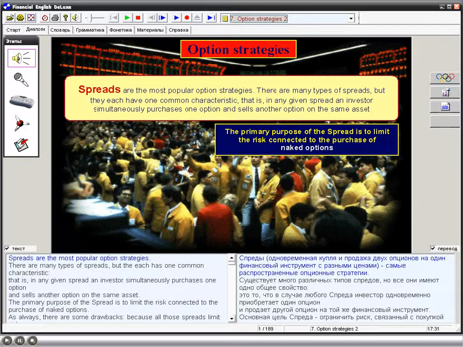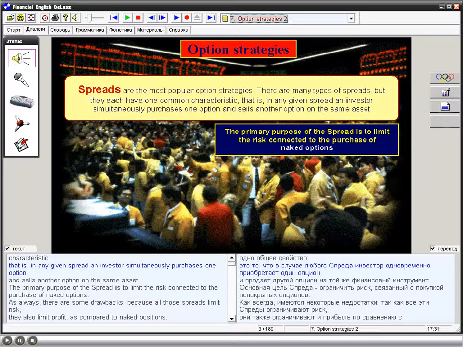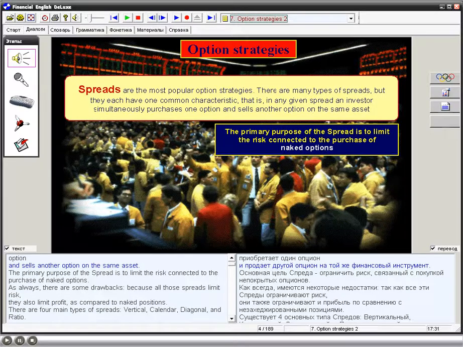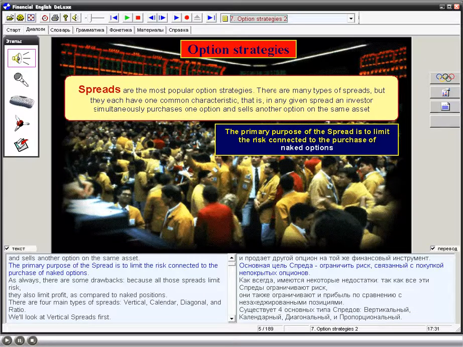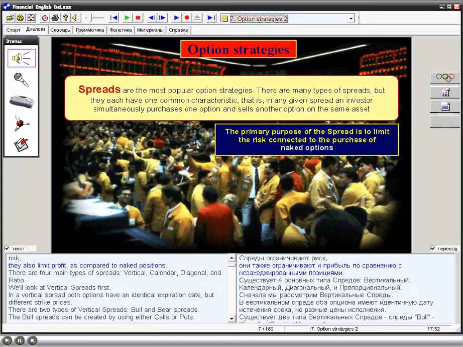Spreads are the most popular option strategies. There are many types of spreads, but they each have one common characteristic. That is, in any given spread, an investor simultaneously purchases one option and sells another option on the same asset. The primary purpose of the spread is to limit the risk connected to the purchase of naked options. As always, there are some drawbacks because although spreads limit risk, they also limit profit as compared to naked positions.